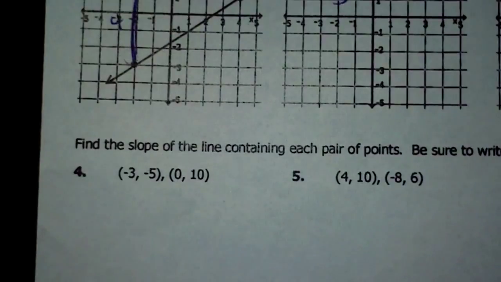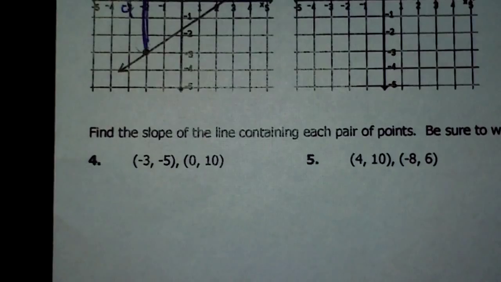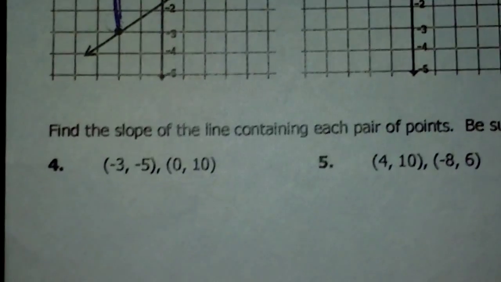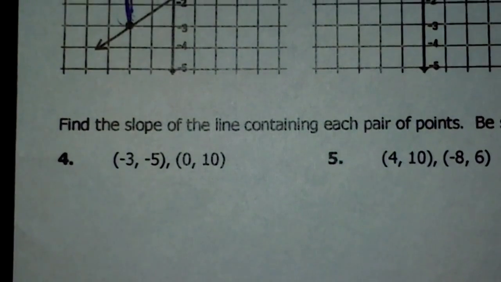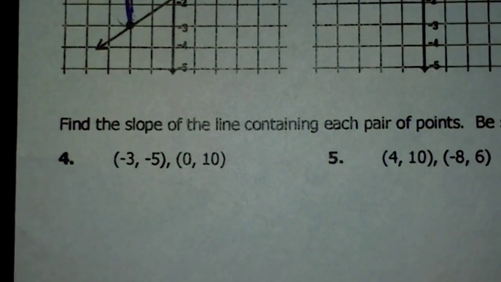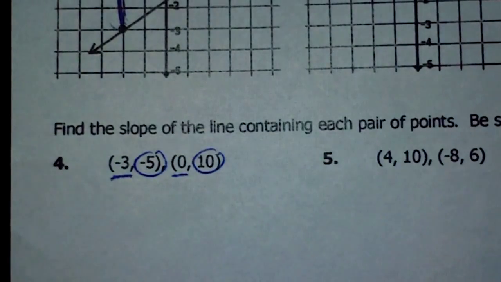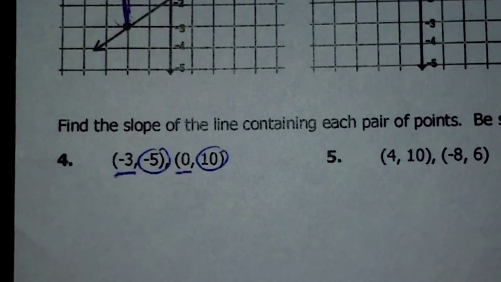All right, in the next 3 problems, I ask you to find the slope of the line containing each pair of points, and be sure to write your answer in simplest form. So for this one, you need to remember the y2 minus y1 over x2 minus x1. And I usually will underline the ones that go together and circle the others that go together. And for this, remember it's y over x, the change in y over the change in x.